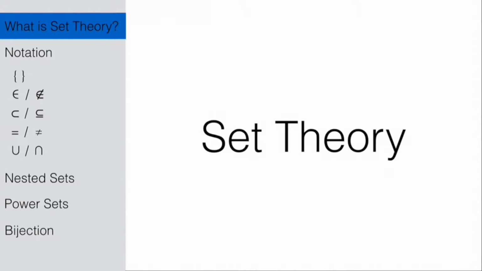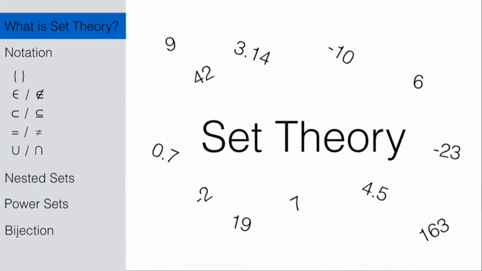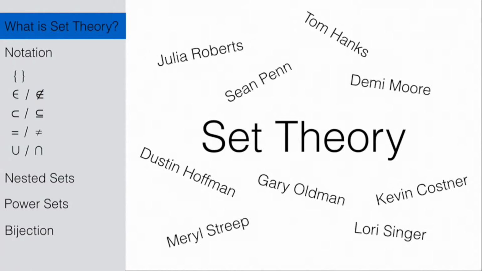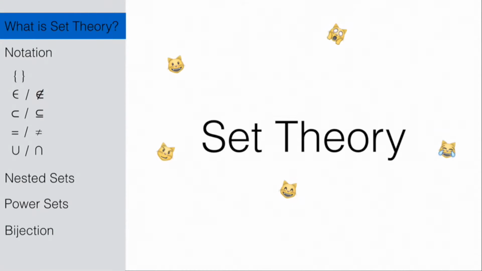In this video, we're going to take a look at set theory, which is the branch of mathematics which deals with collections of things. Now, these things can be anything. It could be numbers. They could also be the actors and actresses who've been in movies with Kevin Bacon. Or they could even be the set of cat emojis. Set theory is general in the sense that it doesn't matter what the elements of the sets are.